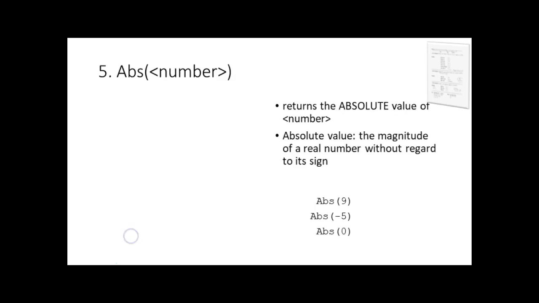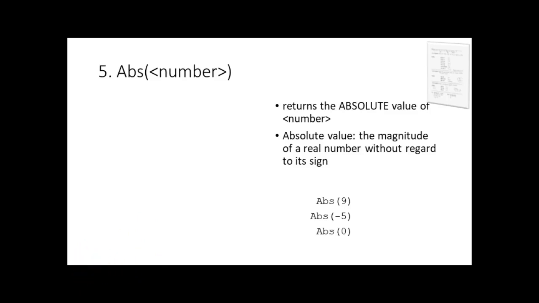The final function is the absolute number function. It returns the absolute value of the number given to it. And in case you've forgotten what an absolute number is, it's the magnitude of a real number without regard to its sign.